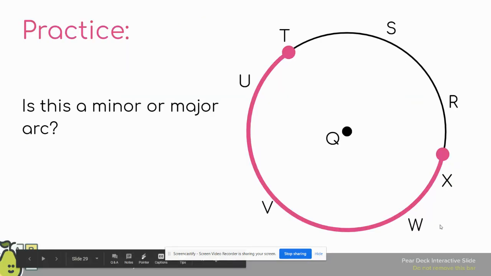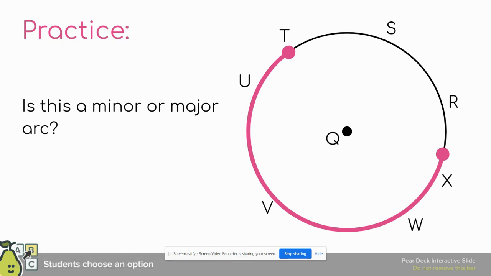All right, so first check-in. Pause this for a second, try to answer the question. Is this a minor or major arc? All right, you should have chosen major. Remember, major means big. So this is more than a semicircle, so this would be a major arc.